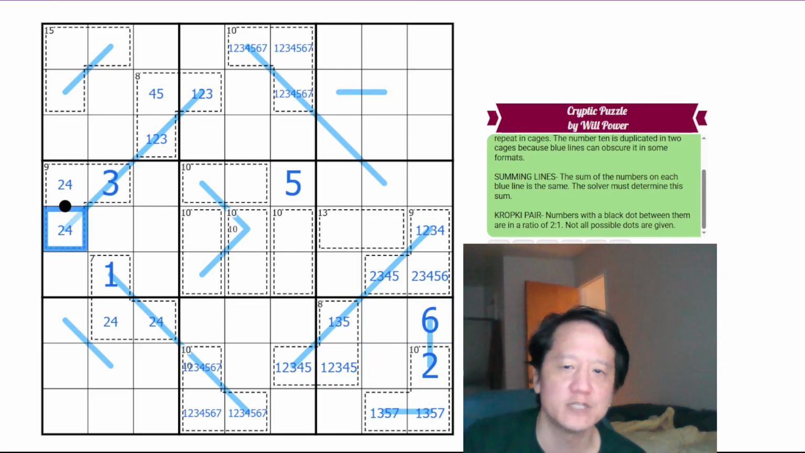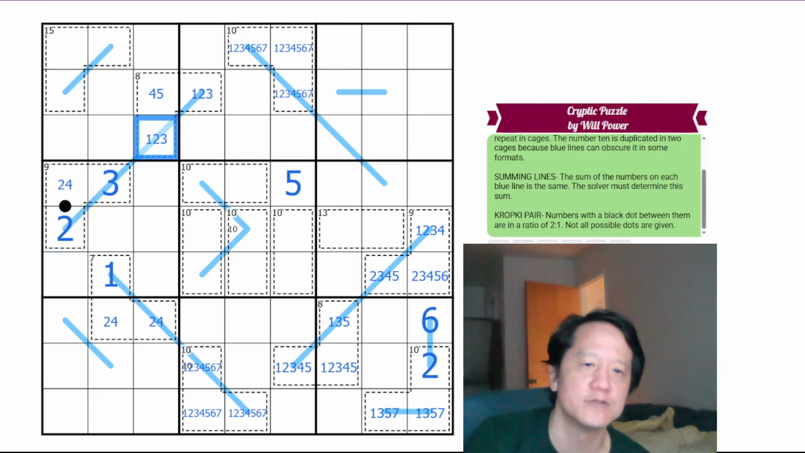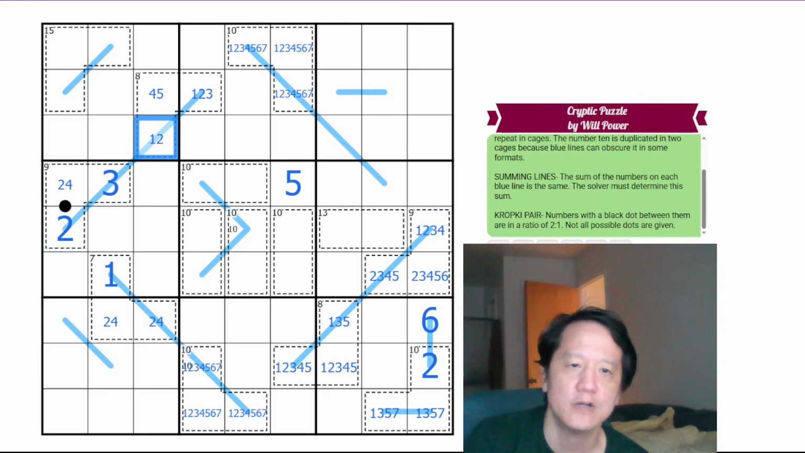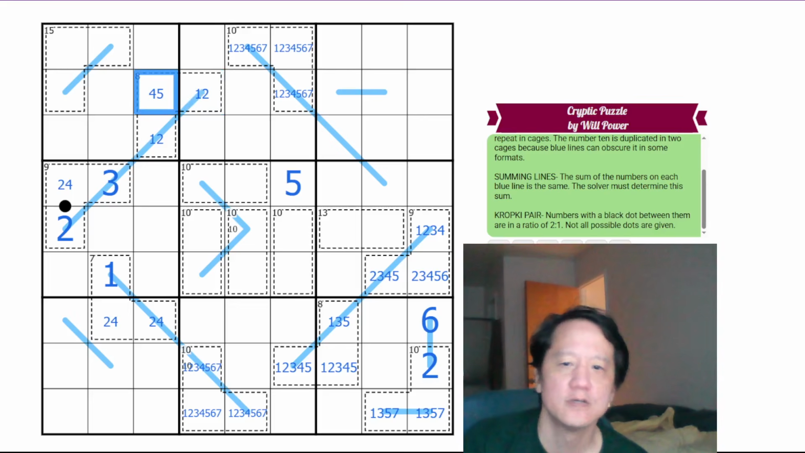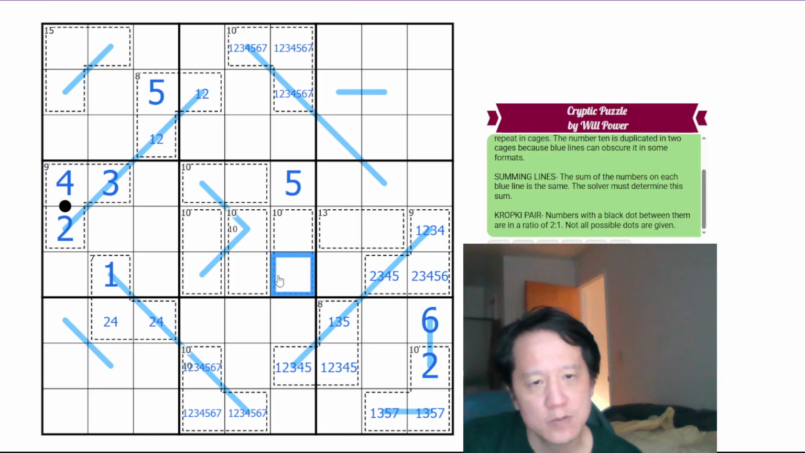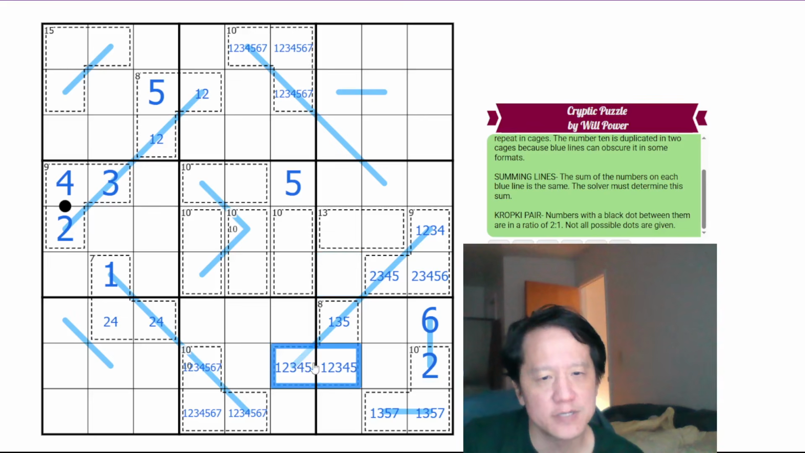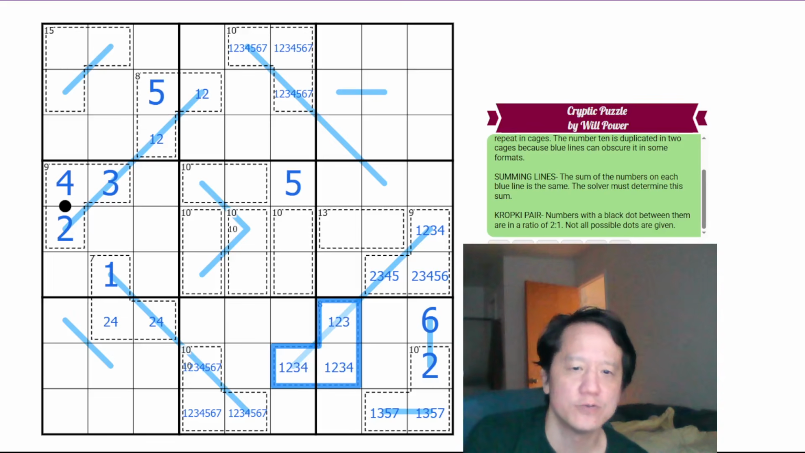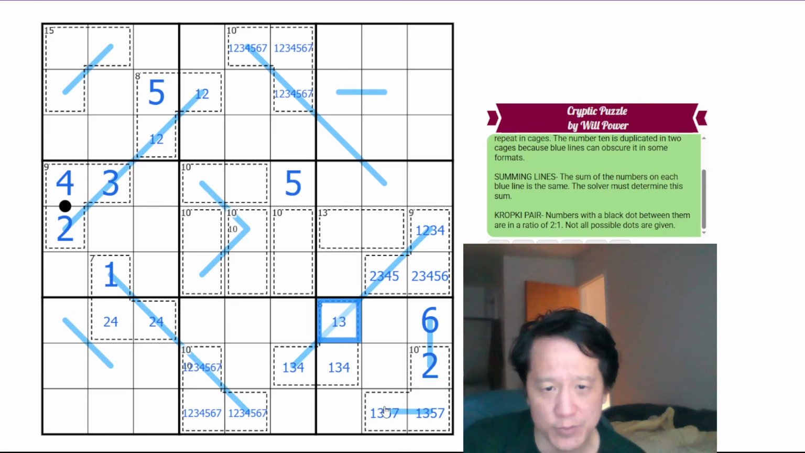Therefore, this must be 2 here, 3, and this is 1, 2 as a pair to add up to 8, which leaves this as 5, this as 4. Okay. This has to be 1, 3, and 4 here. So no 2 and 5. 4 is one of these. This is 1, 3 here.